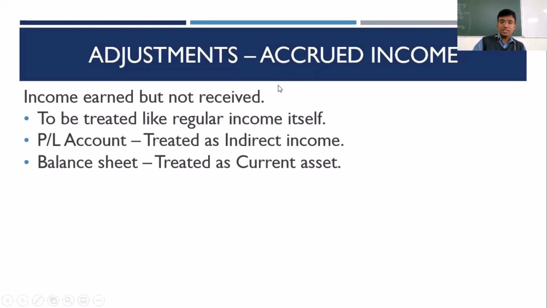So there are two places where you'll go about with the treatment of accrued income. One is you'll be treating it as an indirect income in your profit and loss account on the right side, and then in your balance sheet, you'll be treating it as a current asset. So accrued income, you'll be treating as a regular income itself.